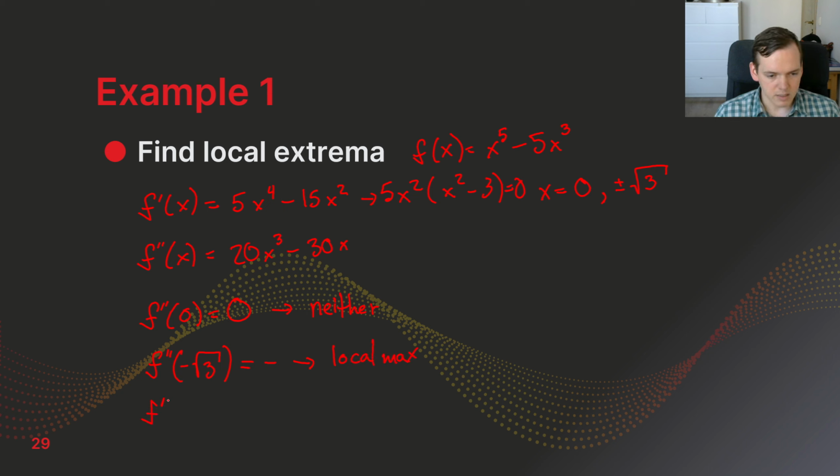And then the second derivative of positive square root 3, we're going to get 20 times 3 times square root 3 minus 30 times square root 3. And 20 times 3 is 60. 60 is bigger than 30, so this will also be positive. So this will be a local minimum.